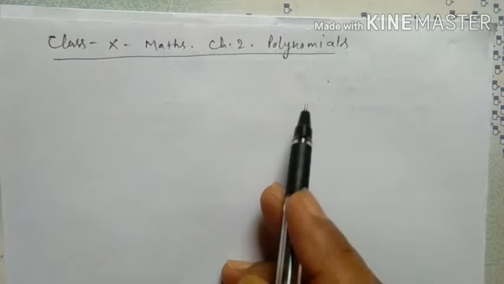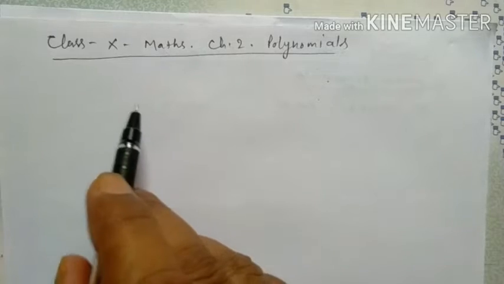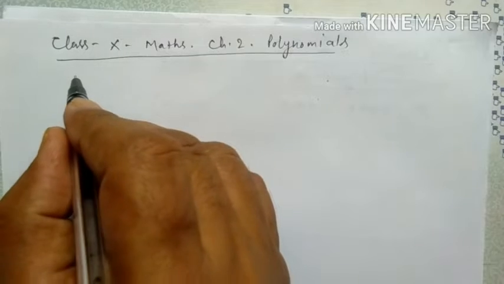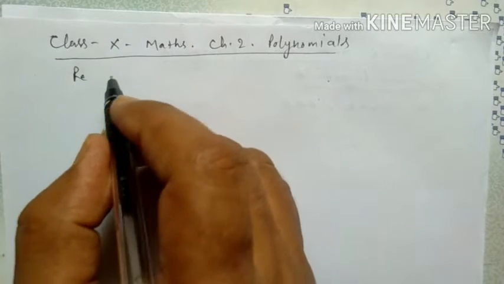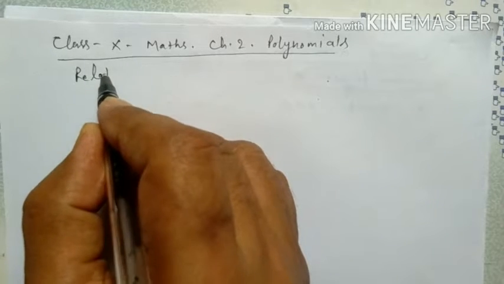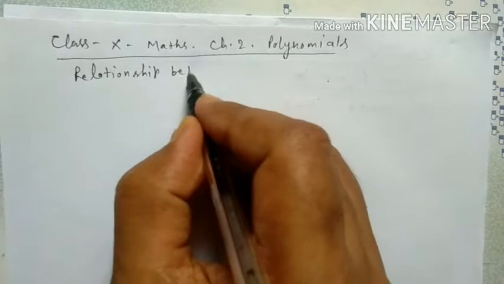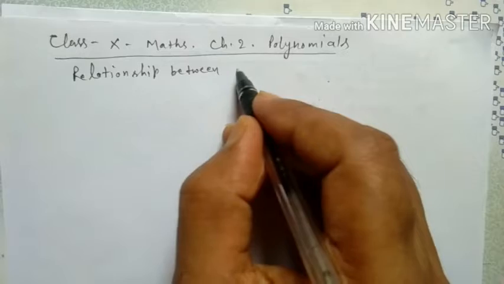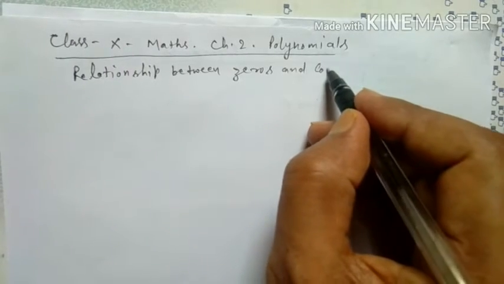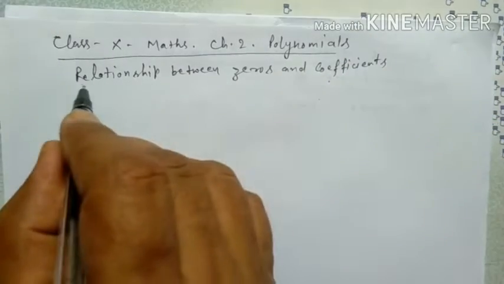Today we will study Polynomials, chapter 2 of mathematics of class 10. Today our topic is the relationship between zeros and coefficients of polynomials.